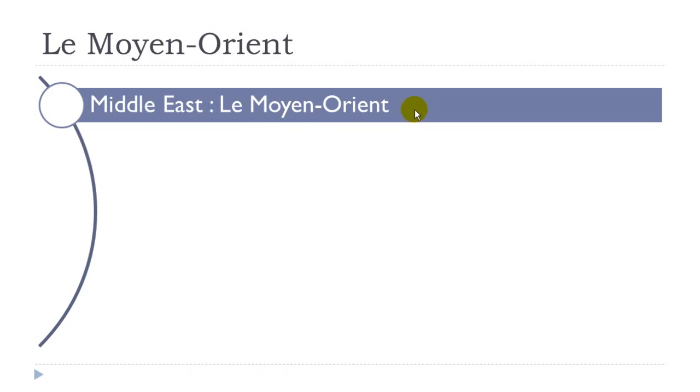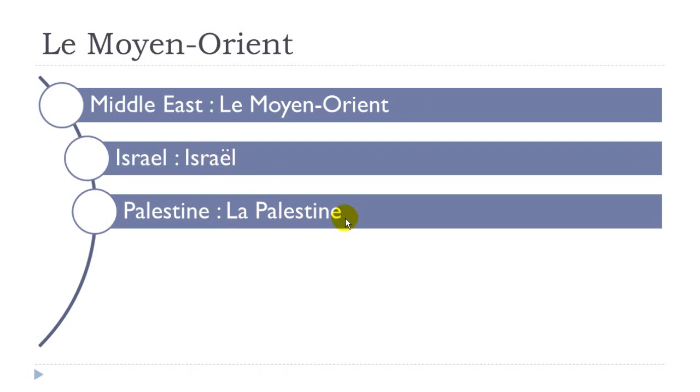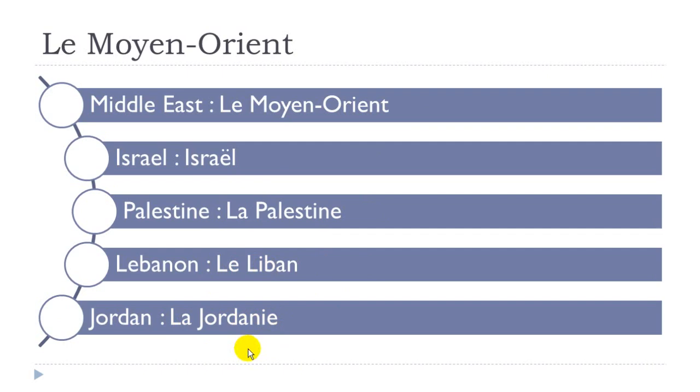Israël, Israël, la Palestine, le Liban, la Jordanie, okay? So let's repeat them one more time. Le Moyen-Orient, Israël, la Palestine, le Liban, la Jordanie.